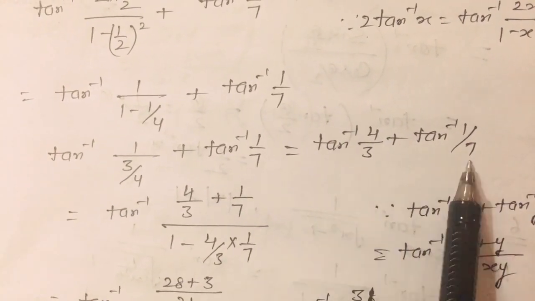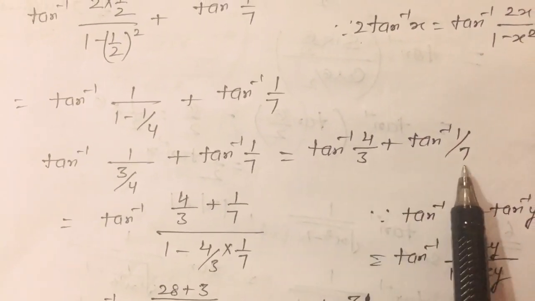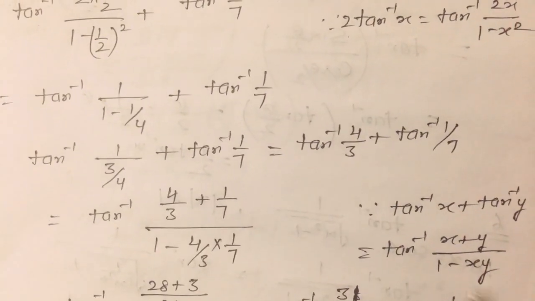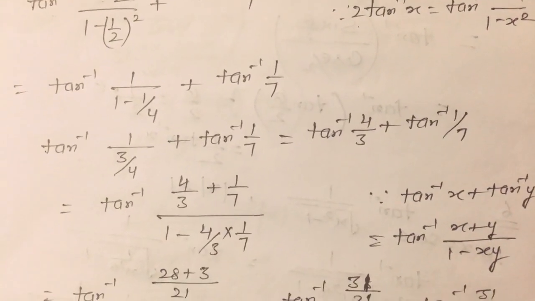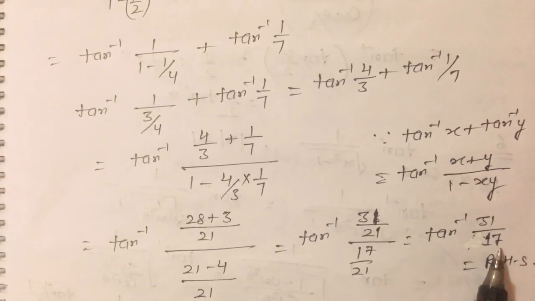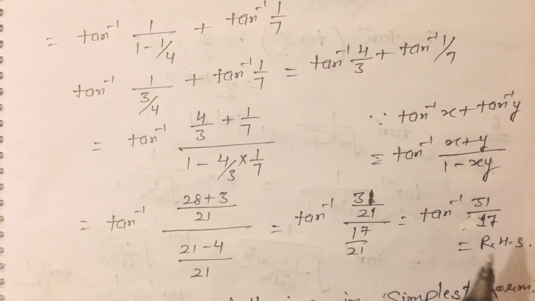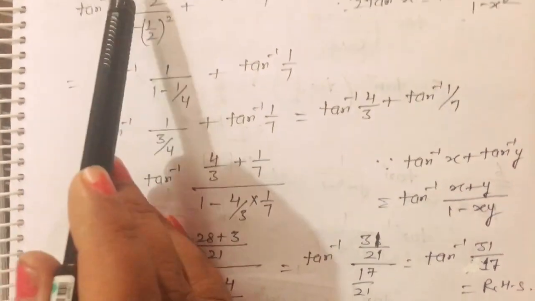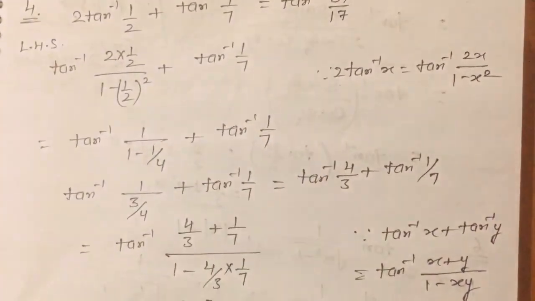We will apply the same formula for tangent inverse x plus tangent inverse y here. After solving we will get tangent inverse 31 by 17. So this is the right hand side. Hence proved, this is equal to this.